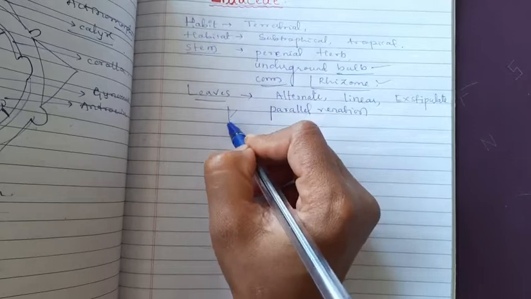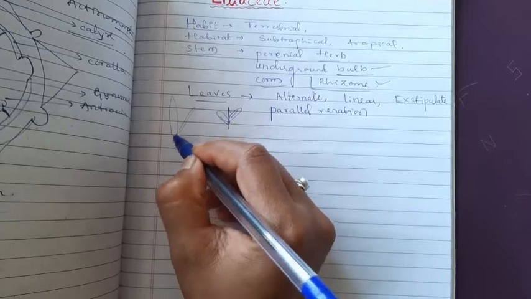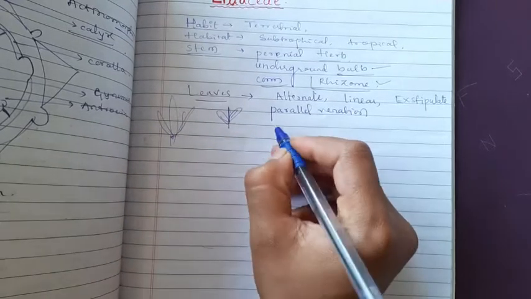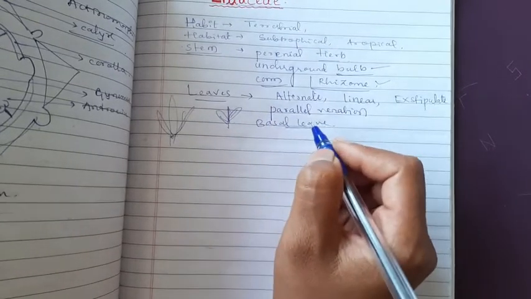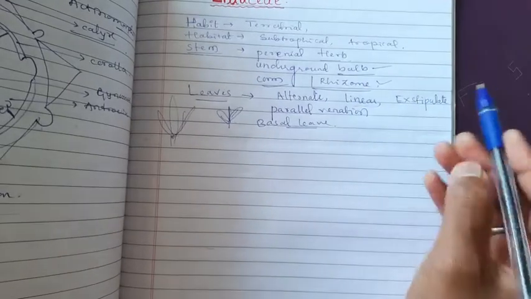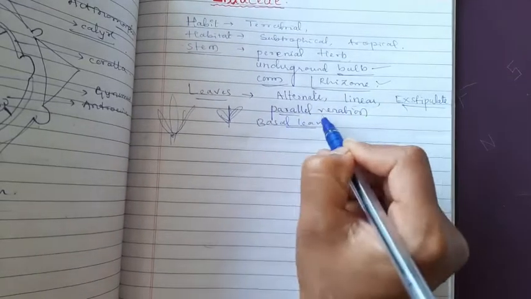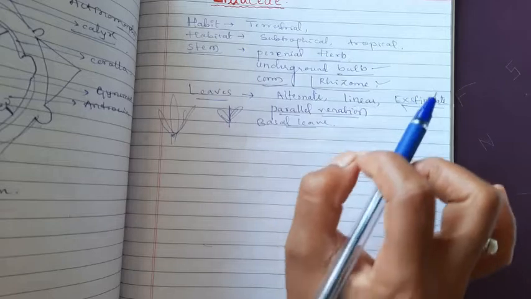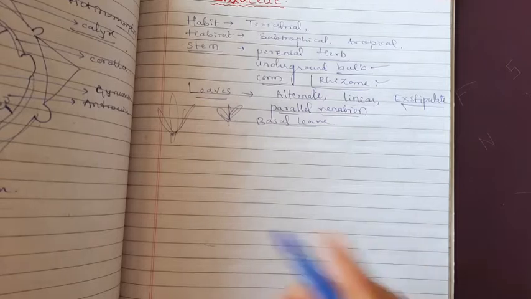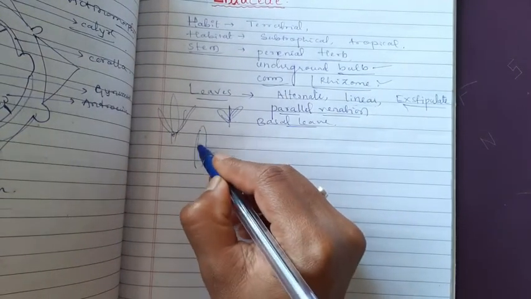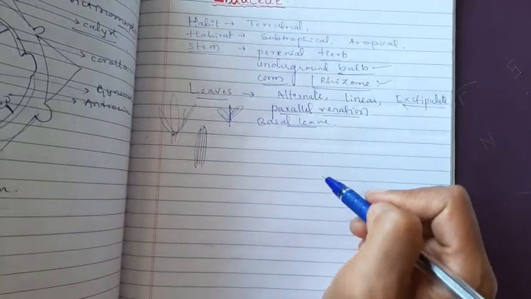Alternate in the sense it's like this, okay. In case of onion, the leaves are arranged at the base of the stem. We can write basal leaves. And the leaves are linear, exstipulate, the stipule is completely absent, okay. Then parallel venation, in the sense the veins and veinlets are arranged parallelly, okay. There is no network.